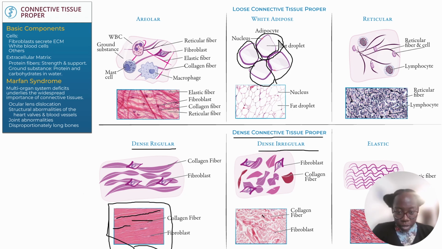For example, here you can see this is curved right here, this is curved like this, and this is straight. So it's irregular. And here you have the dense elastic, and the fiber. It is formed with elastic fibers.